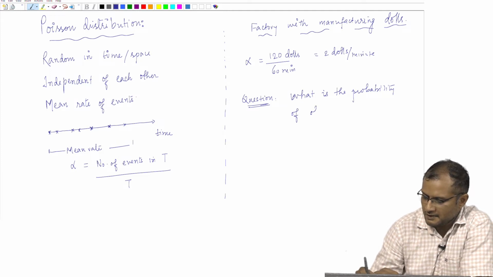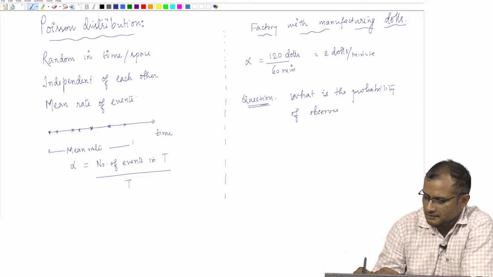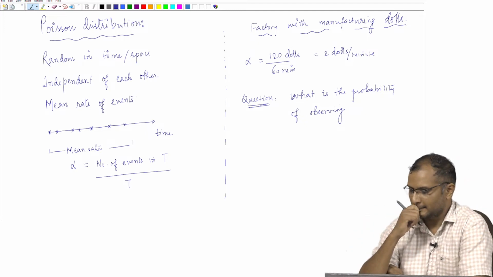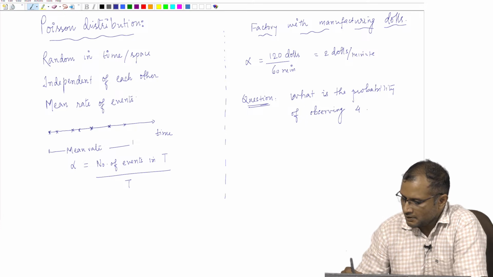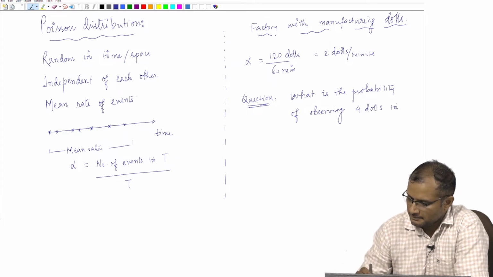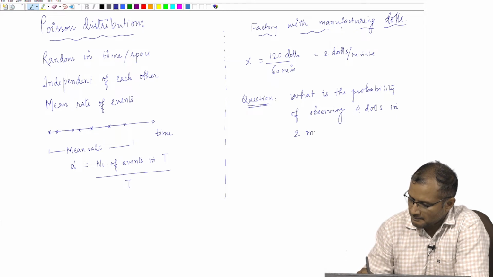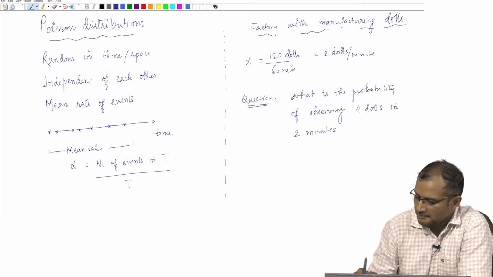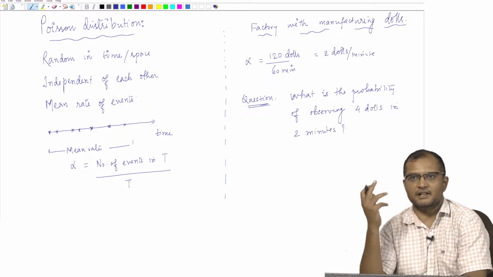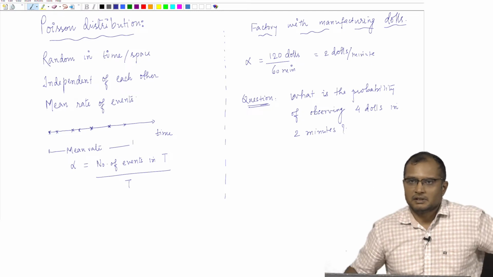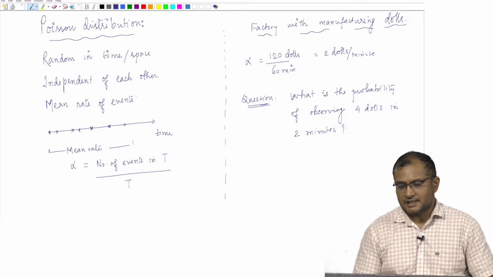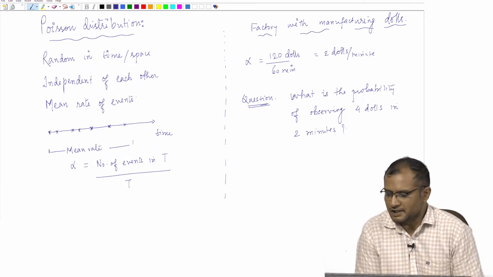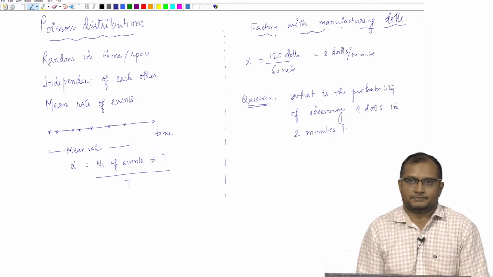Now, an interesting question you can ask is, what is the probability of the factory manufacturing 4 dolls in 2 minutes? The average rate is 2 dolls per minute, and you stay there for 2 minutes. What is the probability that you will see 4 dolls?